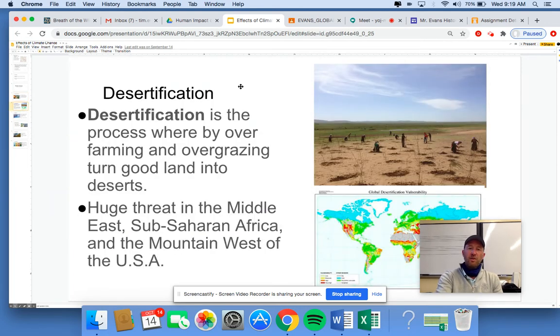So, a fancy word that's not that hard to understand. This is desertification. And if you look at the first part of it, you see the word desert. All right?